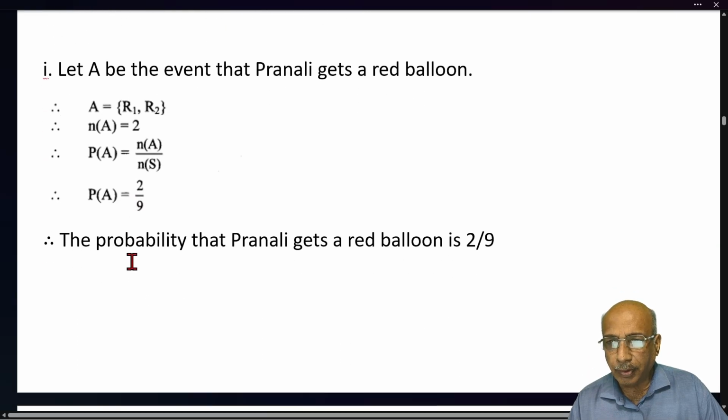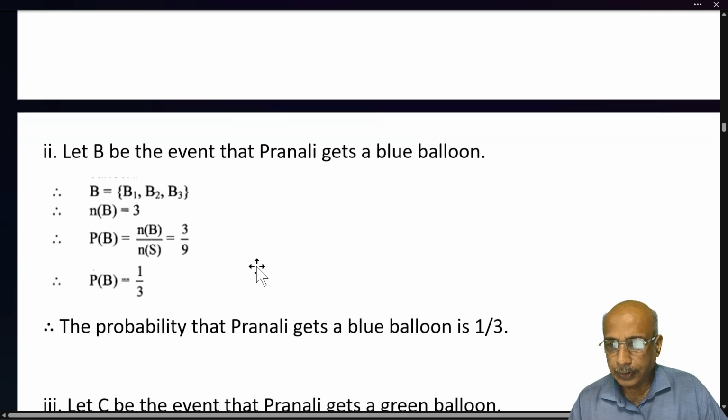Let A be the event that Pranali gets a red balloon. Set of A will be R1, R2 only. So n of A equals 2. So probability of A will be 2 by 9. Therefore, the probability that Pranali gets a red balloon is 2 by 9.